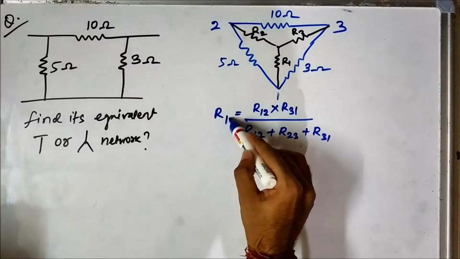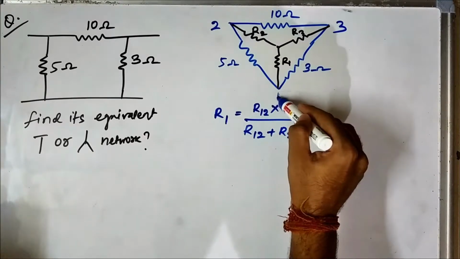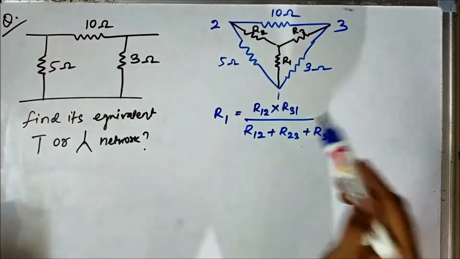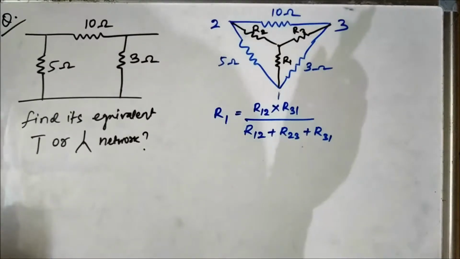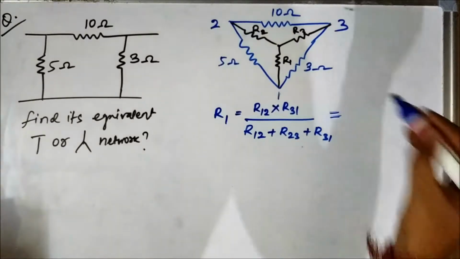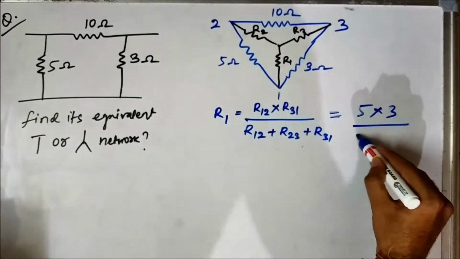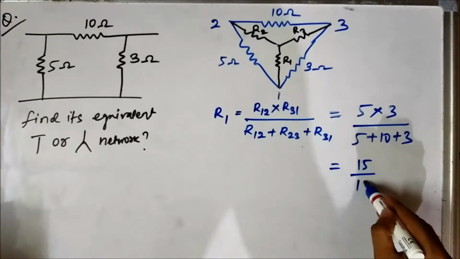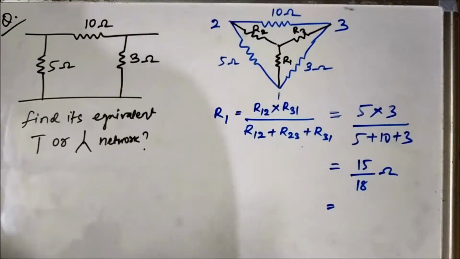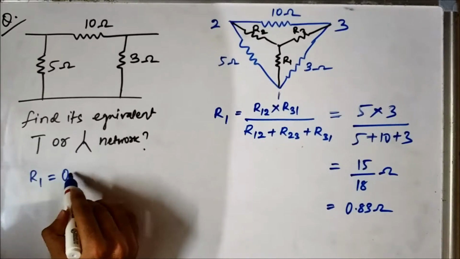Here we have to calculate R1, so we included in the numerator all those resistances which had one of their ends connected to point 1. Here it is R12, that is 5 ohm, and R31, which is 3 ohm. This denominator will be constant throughout the calculation of R2 and R3. So R1 is 5 into 3, divided by 5 plus 10 plus 3, which is 15 by 18 ohms. Using the calculator, 15 divided by 18 is equal to 0.83 ohms. So R1 is equal to 0.83 ohms.